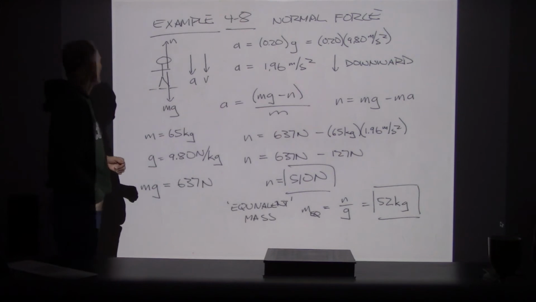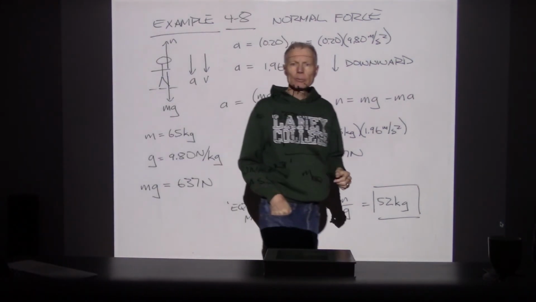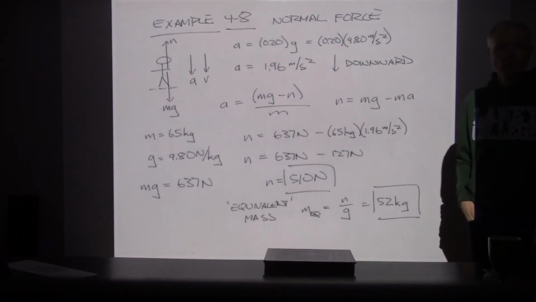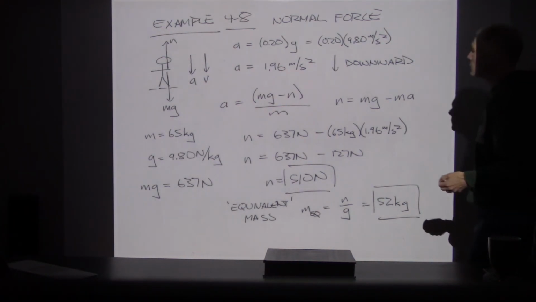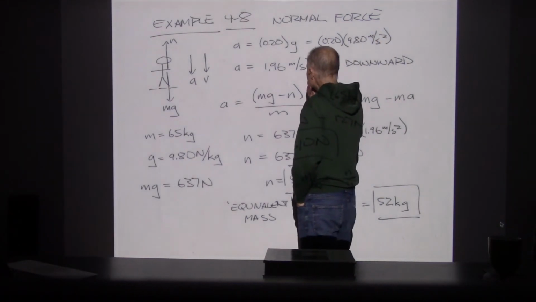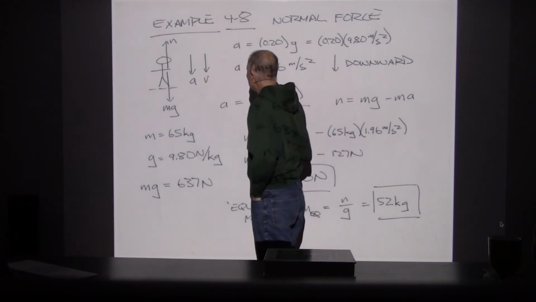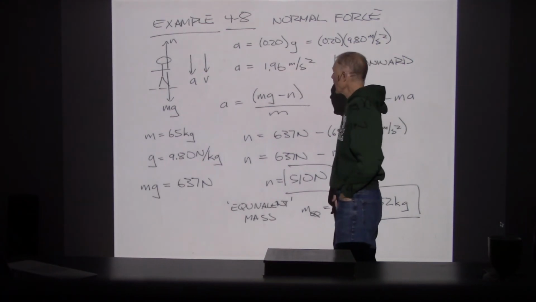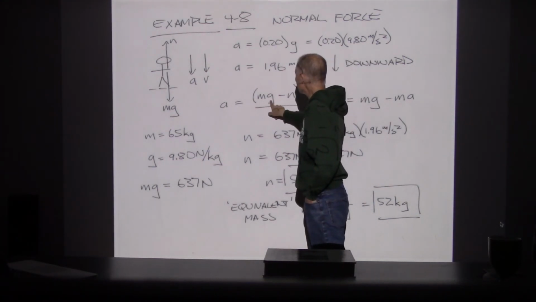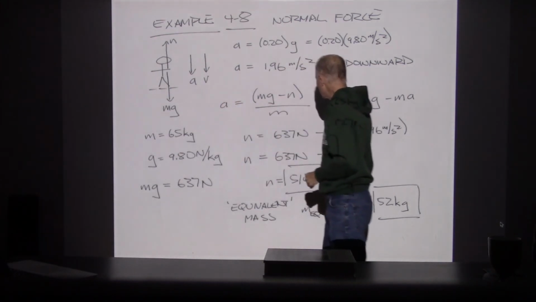So what we can do is this. I am going to call the downwards direction positive. And that's fine. We saw this back in chapters 2 and 3 when we were determining what direction we wanted the coordinate systems to be in. So by defining downwards to be positive, that allows me to use a as a positive number. And that means that the mg force is in the positive direction. So I can use the 637 newtons.